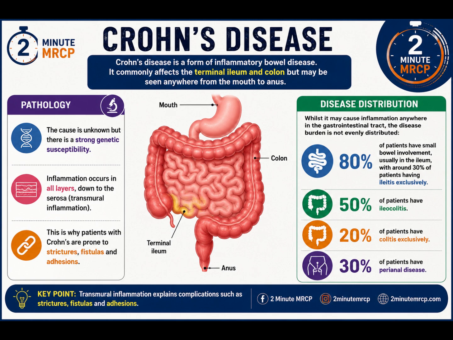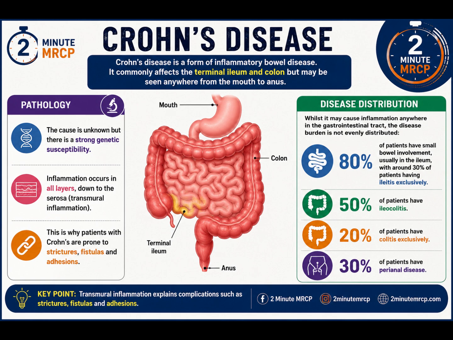Unlike ulcerative colitis, inflammation in Crohn's disease involves the full thickness of the bowel wall, extending from the mucosa to the serosa. This transmural inflammation explains why patients develop strictures, fistulas, and adhesions.